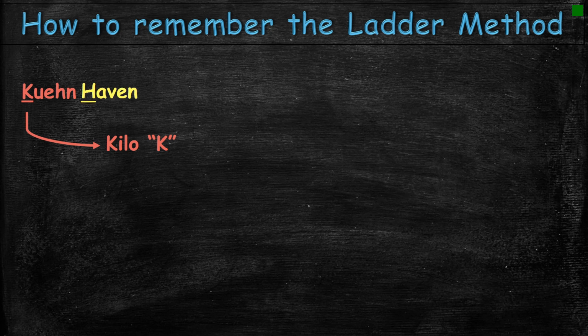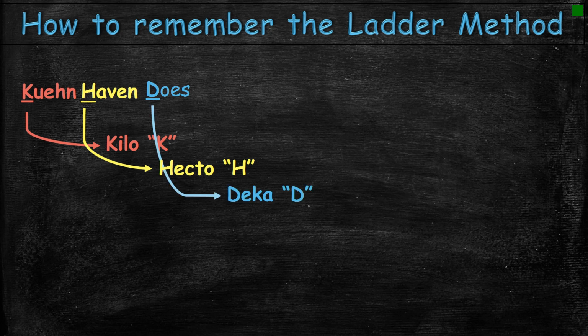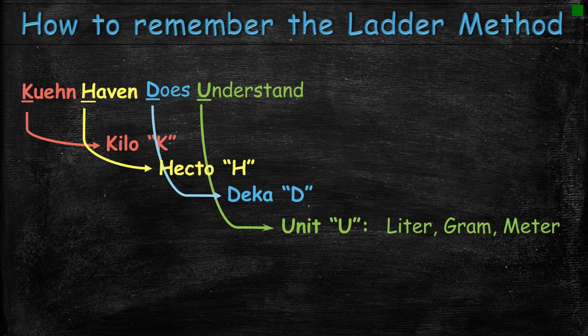Henry, try to think of it in your head. What does it represent? Hecto. So on your paper you would write an H. Does, what does it represent? The D in deca. So you'd write a D. So right now on your paper you would have a K, an H, and a D. Understand. Again, understand is our basic unit, but we're just going to call it a unit, U.